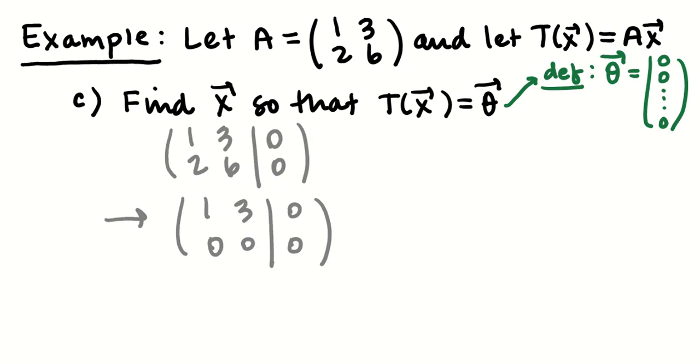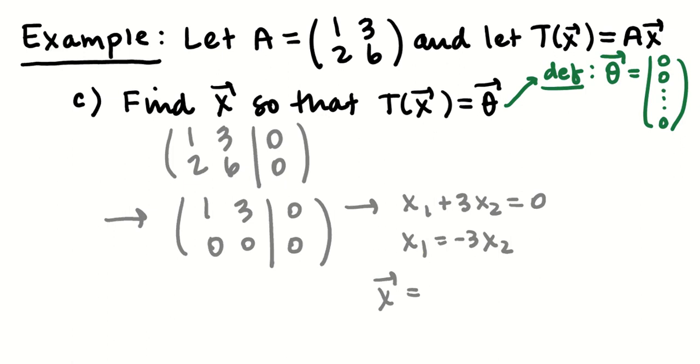So I'm going to say that what this means is that 1x1 plus 3x2 equals 0. Okay? So if I wanted to express all of the possible vectors for which T of x equals 0, I'm going to say, well, x1 is negative 3x2, and x is equal to negative 3x2 and x2. Or I could factor that out, and I could say it's just some number x2 times negative 3 and 1.